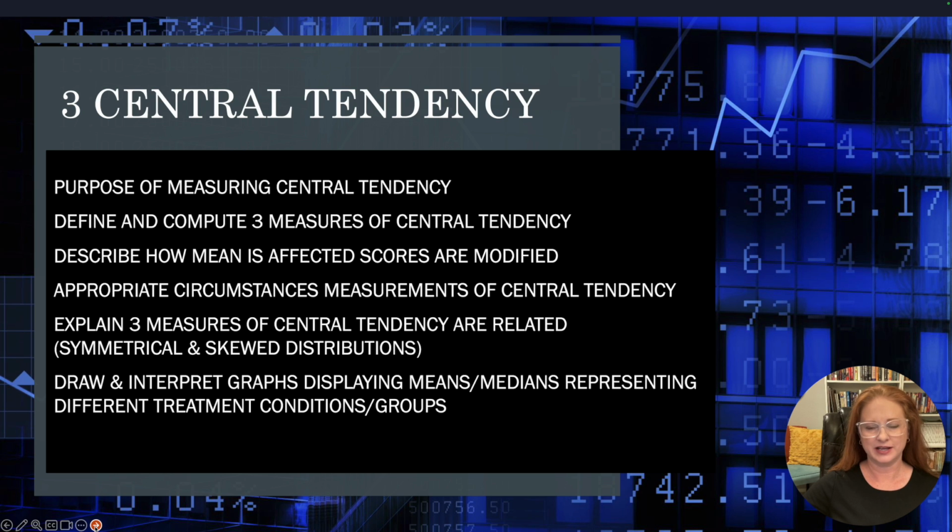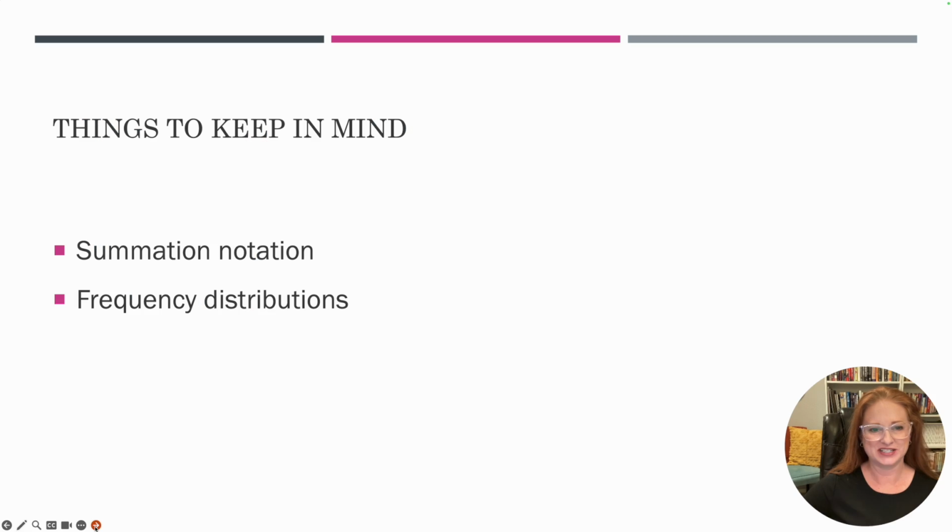We are going to draw and interpret graphs displaying mean, median, and mode, all the different ways we can represent different treatment or condition groups. Again, we're always trying to find that average or middle. We'll look at the 3 different measures of central tendency in both skewed and symmetrical distributions. And then we're really going to hit hard on what happens when you mess with the mean, describing how the mean is affected when you change the scores in the distribution.